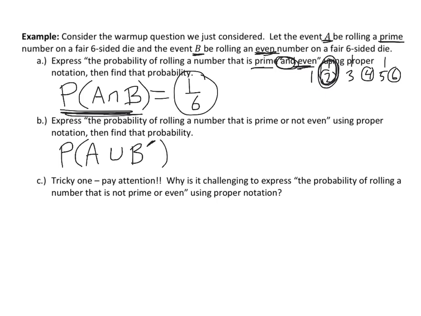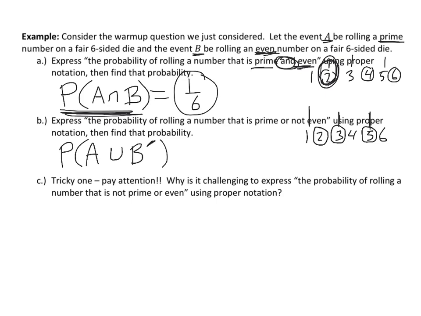Now, to figure out what the probability is, we're going to again go back to our sample space. We're going to think about this. Now, we want things that are prime or not even. So prime, that's these ones. And then not even would be this one, or this one, or this one. And then we said or. To be or, I need to be either of those things.